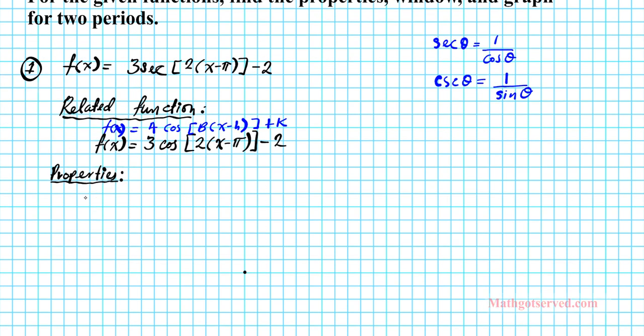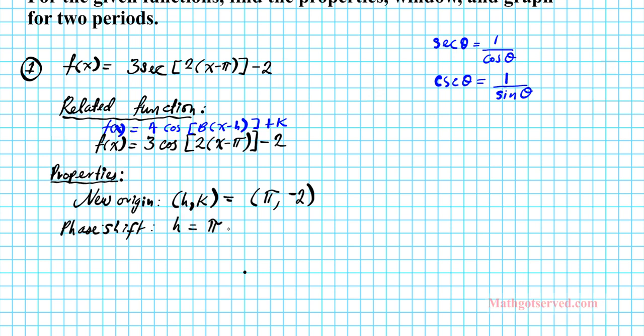We're going to start out with the new origin. Our new origin is determined by h, k. In this problem, you do the opposite of the number next to the x, which gives you positive pi, and then the other number, negative 2, is your k. You do not have a negative here, so you don't have to change the sign. So that gives us h and k. Next thing we want to find are our shifts. The phase shift is h, and h is pi. Since it's positive, we're going right in the x-axis direction.